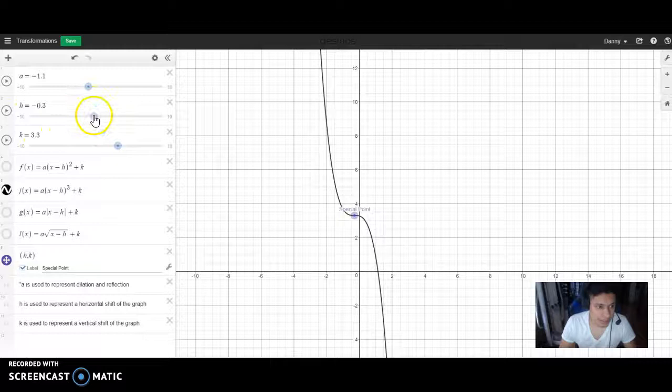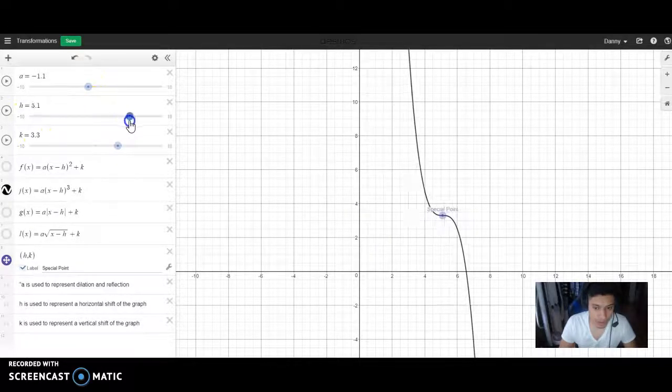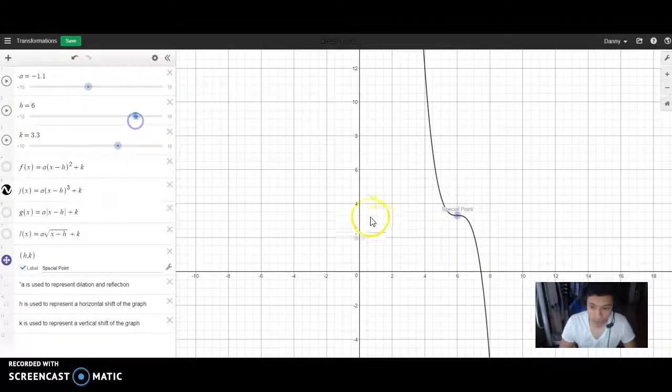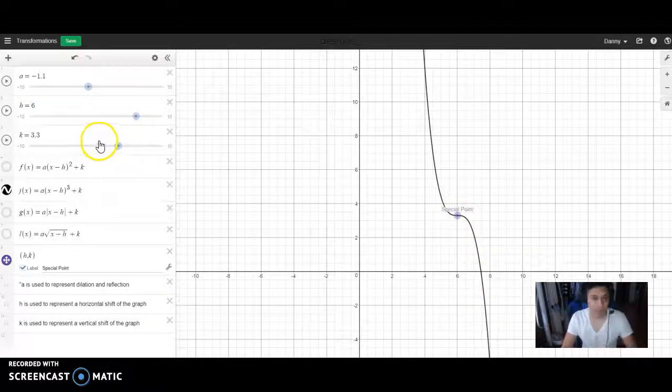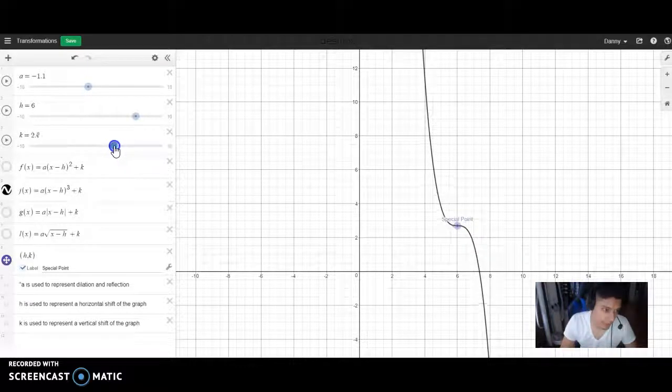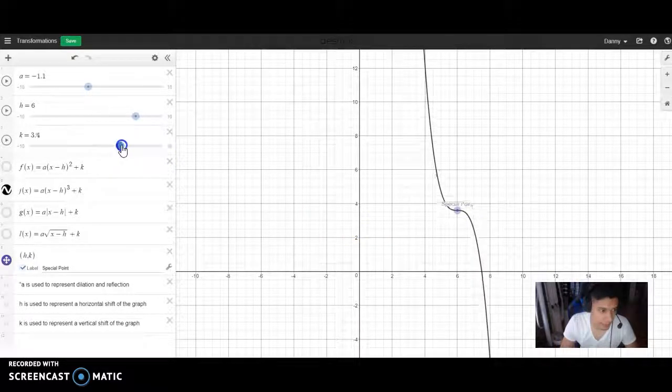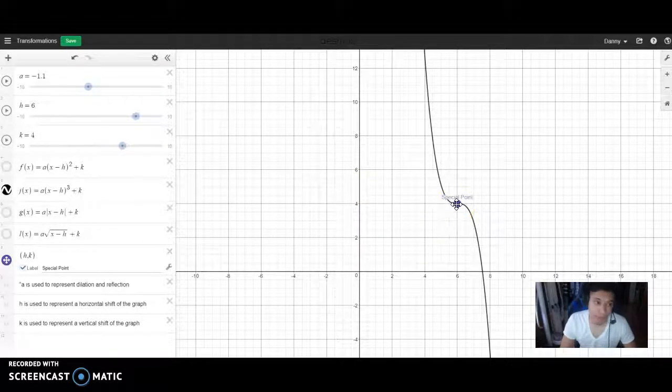So notice that if I move h, the special point matches h. Look, you see how h is 6 here? If you look at the x coordinate, bam, it's right on 6. If I make k 3, let's make it 4, notice that the y value is going to be 4. So h and k are actually always going to be the x and y values for the special point.